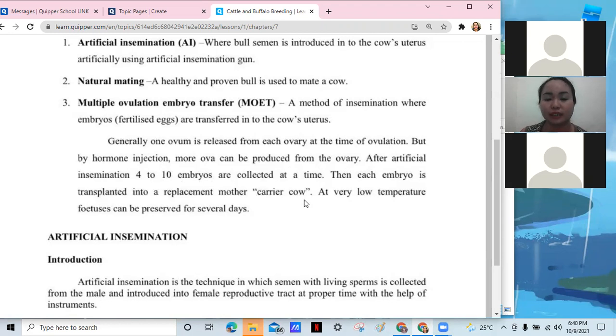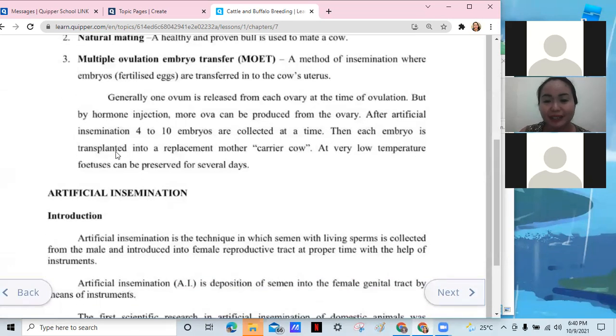Replacement, yes. At a very low temperature, fetuses can be preserved for several days.